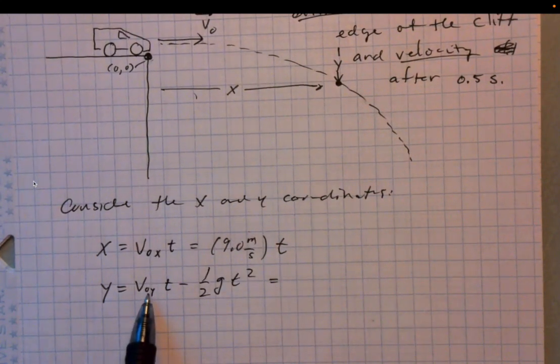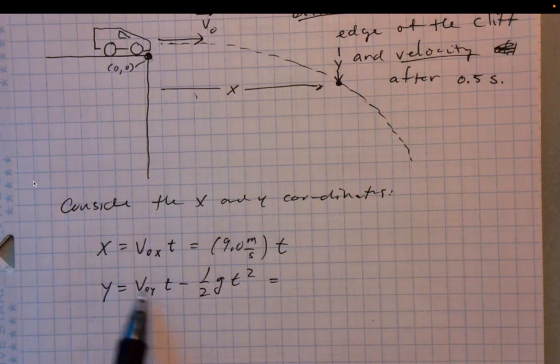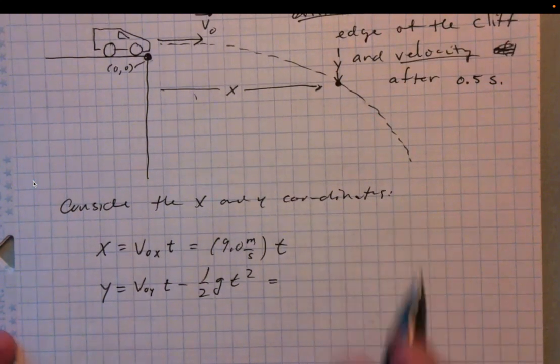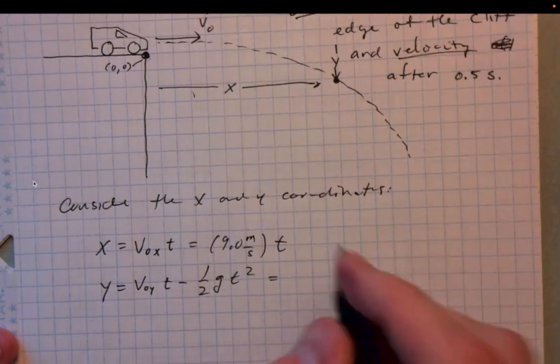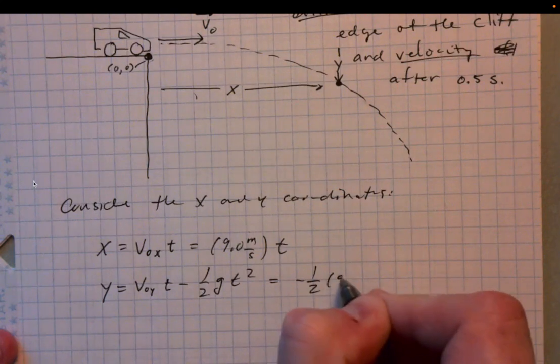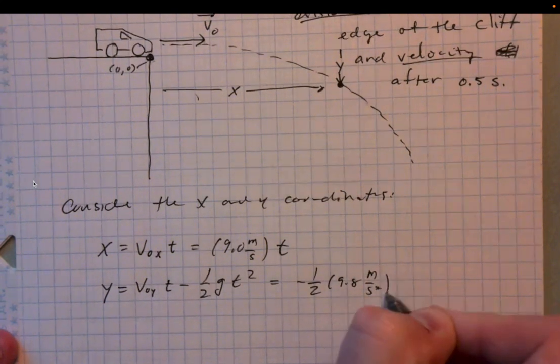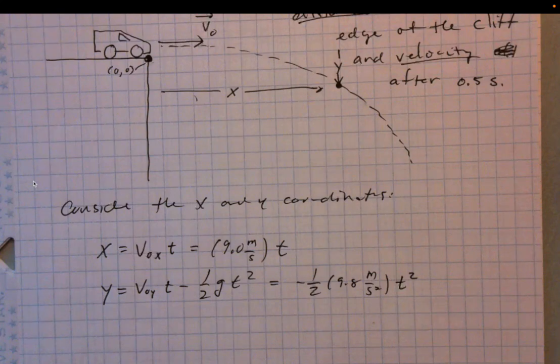Now, the initial velocity in the y direction, as we just said, is 0. Right? The car doesn't have any y component of velocity. And we know that g, of course, is 9.8 meters per second squared. So this all basically boils down to negative 1/2 times 9.8 meters per second squared times t squared. Okay, so it starts with no initial velocity. The y component has no initial velocity, but it's going to gain velocity in the negative y direction.